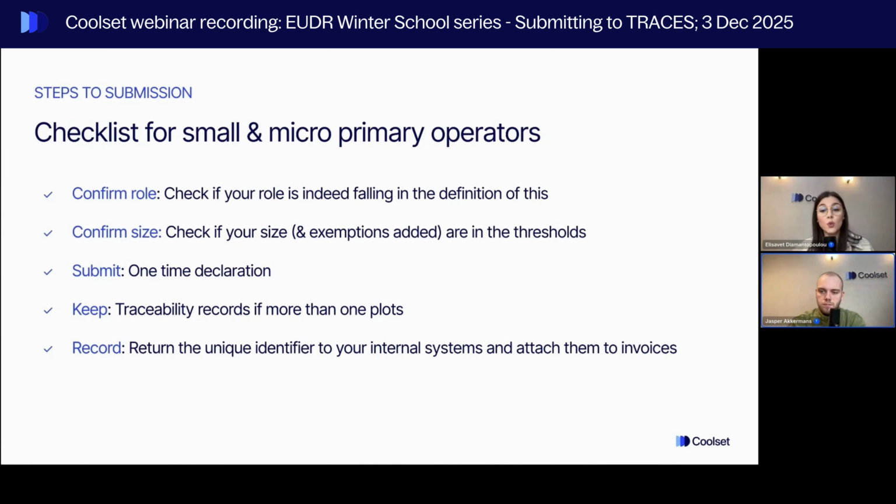After you have confirmed that you are indeed inside this category, then you just submit this one-time declaration once it's going to be ready. That's it. You don't have to do anything else with TRACES or anything else with EUDR for that matter, apart from the next step, which is keep the traceability records. If you have especially more than one plot of land, it's important that you know everything, which is part of business as usual. It's nothing more than what you do already. And at the end, you again have to record this unique identifier number that you're going to get in your internal systems and pass it on.